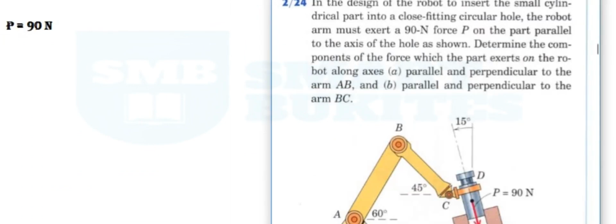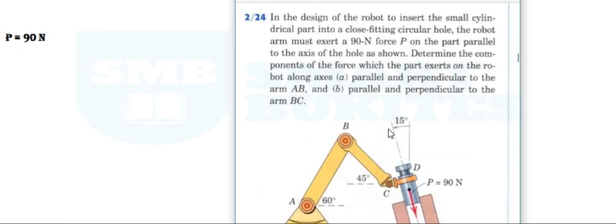We're going to do a bit about resolution of forces. So this is our question, and we're told that in the design of the robots here, to insert the small cylindrical part into a close-fitting circular hole, the robot arm must exert a 90 Newton force P, which is denoted as this, on the part parallel to the axis of the hole as shown. This is the axis of the hole. We're asked to determine the components of the force which the part exerts on the robot along this axis here.